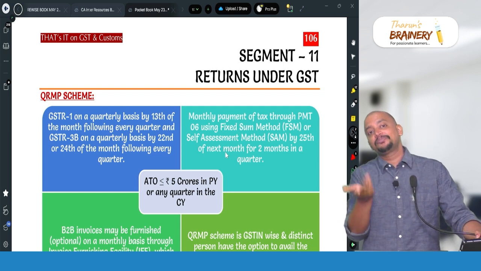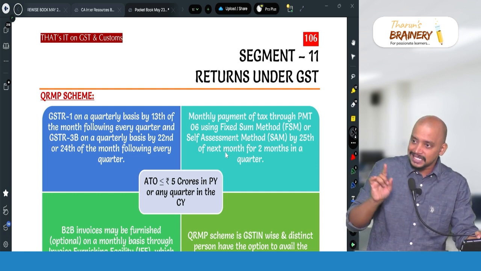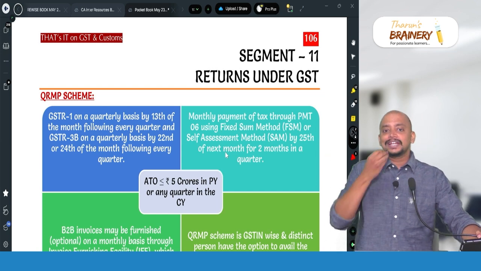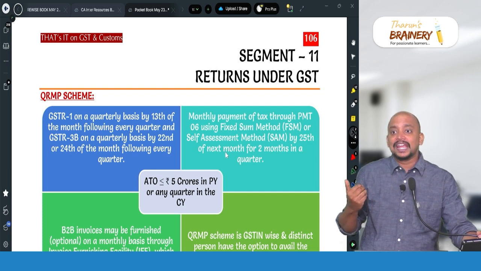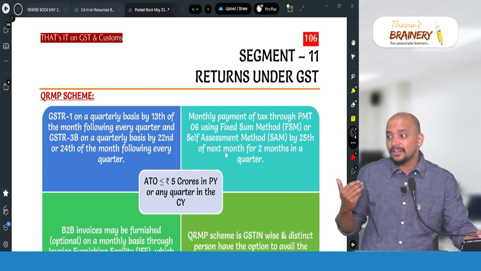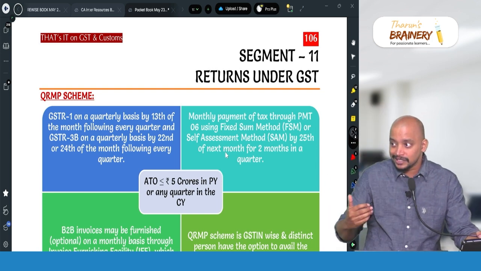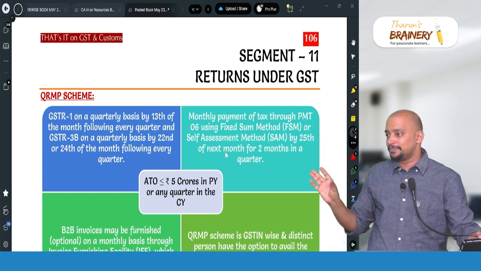A person can opt for QRMP if their aggregate turnover during the previous year does not exceed 5 crores, and also in the current year they should ensure that their aggregate turnover during any quarter is not crossing 5 crores. If they cross 5 crores of aggregate turnover in any quarter, from the next quarter onwards they will not be eligible for QRMP. Is it clear?